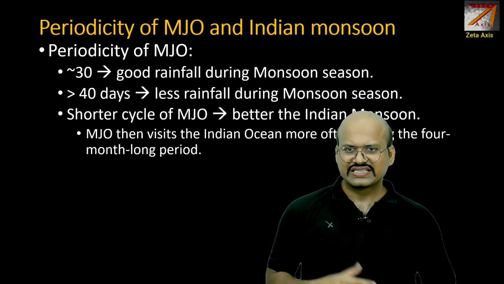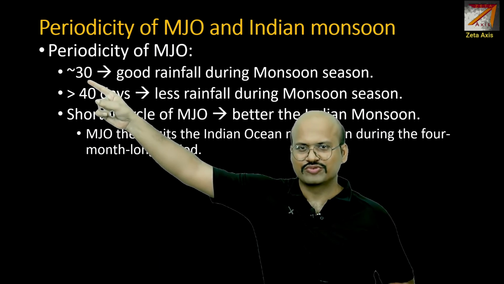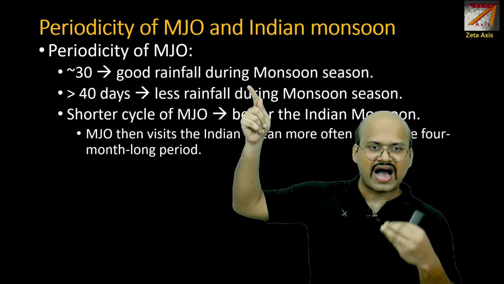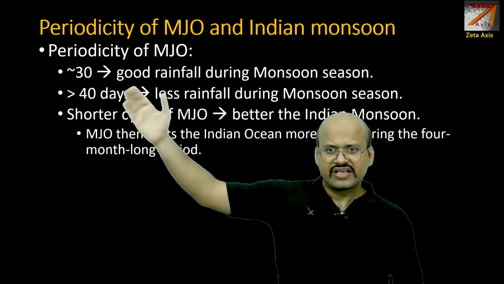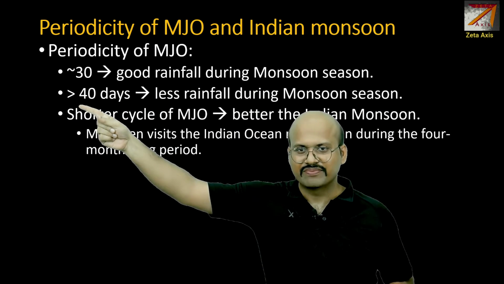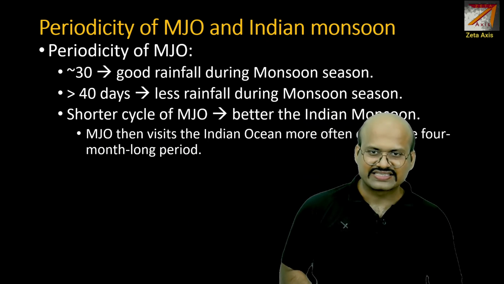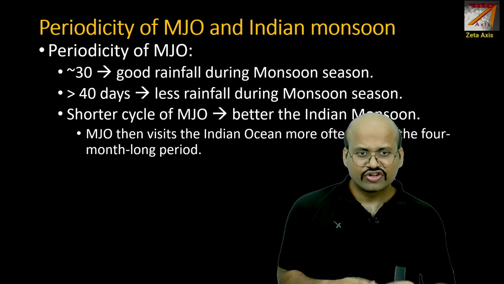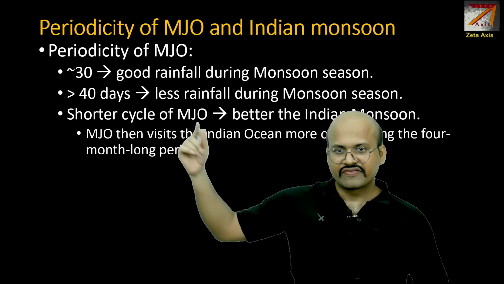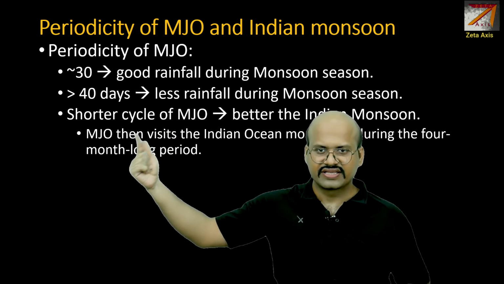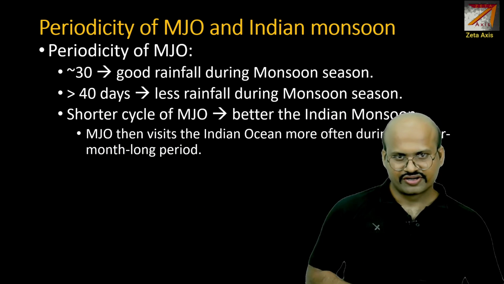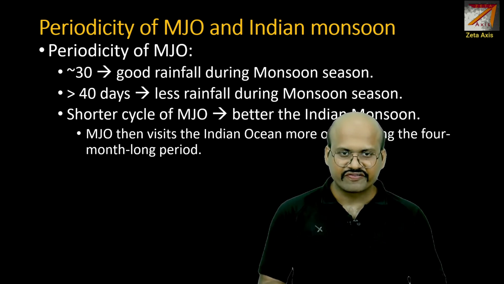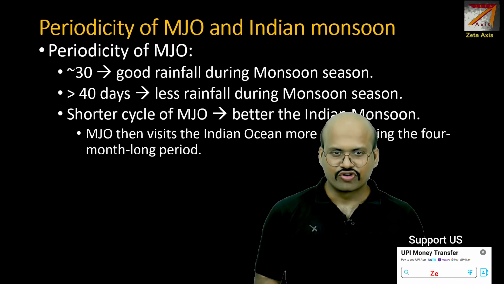On the internet I found these arguments. It said that if the period of MJO is 30 days or less, then it will have a positive impact on the Indian monsoon, that there will be higher than average rainfall in the Indian subcontinent. If the MJO cycle is greater than 40 days, then there will be less rainfall during the Indian monsoon season. Now the reason that they give for this is that if the MJO has a shorter cycle, then it will visit the Indian Ocean more often during the 4-month-long monsoon period of India. So more MJO active phases will occur and it will bring more rainfall to the Indian subcontinent.